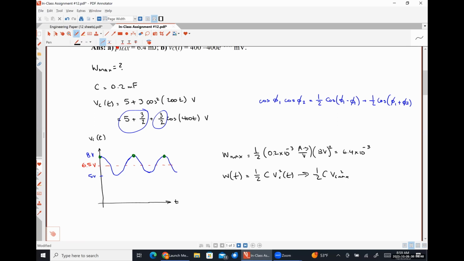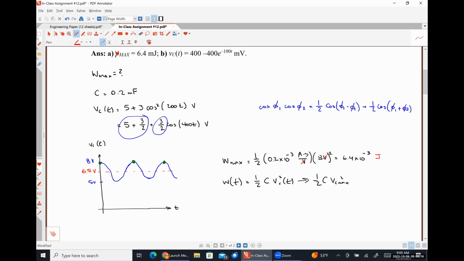Let's look at our units here. This volt here cancels out one of these here, so that in my numerator I have volts times amps times seconds. What's a volt times an amp? Watts, and a watt times a second is a joule. So 6.4 times 10 to the minus 3 joules, or 6.4 millijoules, which is exactly what we would expect.